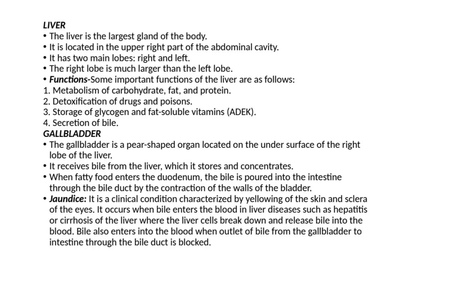Liver is the largest gland of the body. It is located in the upper part of the abdominal cavity, that too in the right side. So it is located in the upper right part. It has 2 main lobes, right and left. The right lobe is much larger than the left lobe.